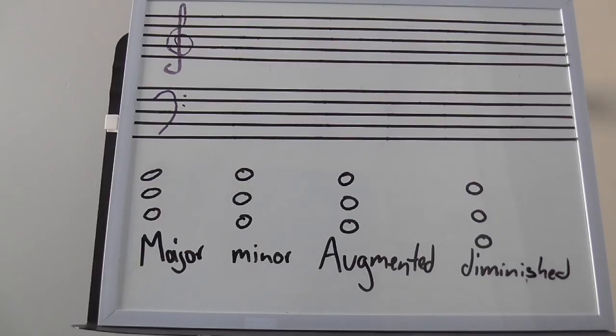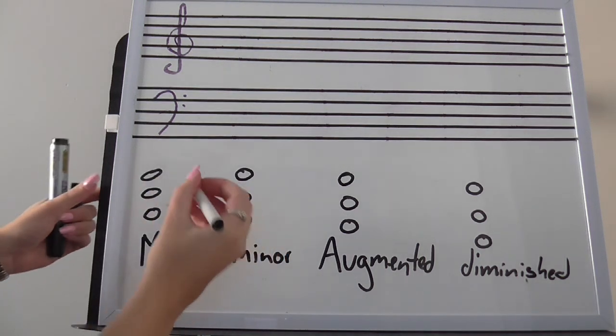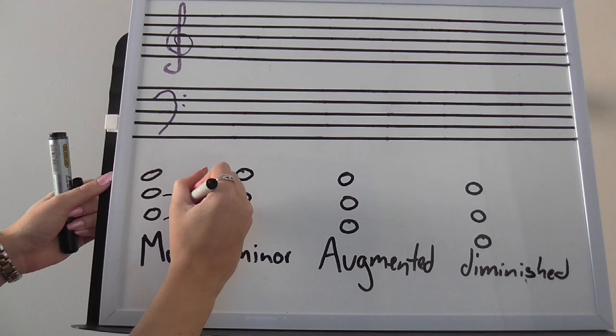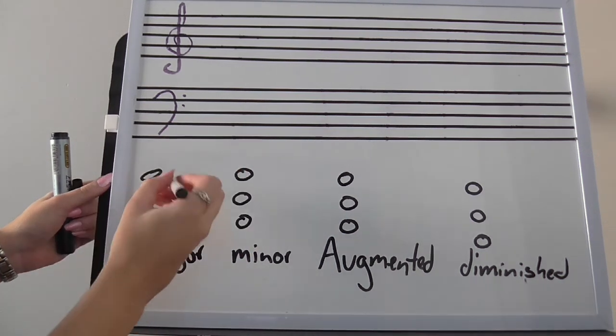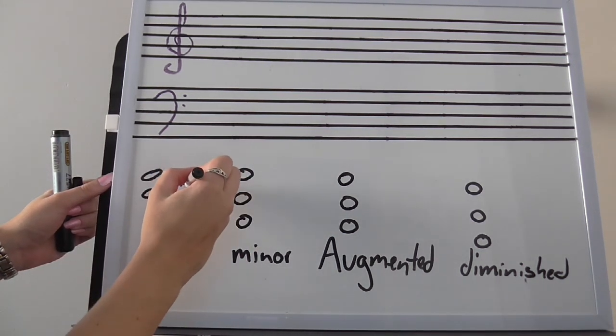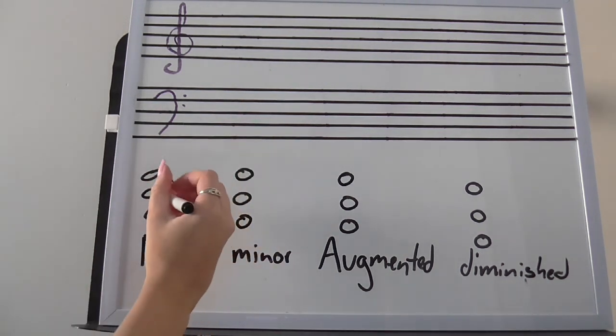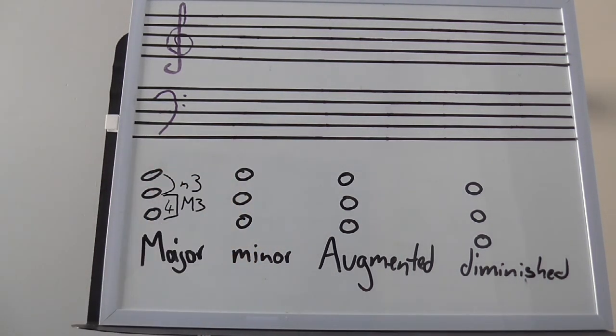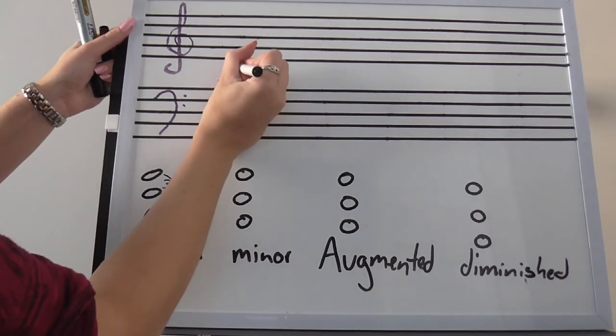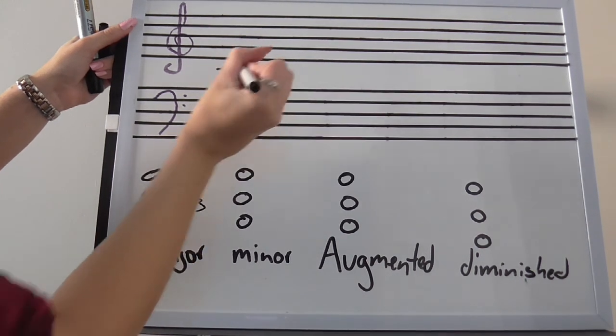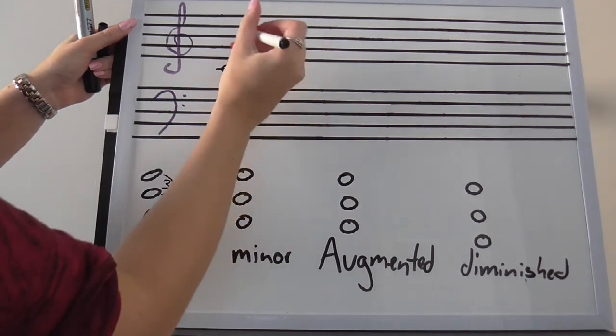Here are our 4 types of triads: major, minor, augmented, and diminished. All of our triads are made up of thirds. Our major triad starts with a major third, then a minor third. A major third has 4 semitones and a minor third has 3. Let's do an example. Let's write a C major triad. So we start with C. And then we build up our triad.